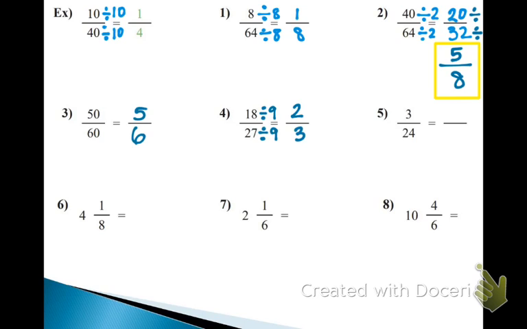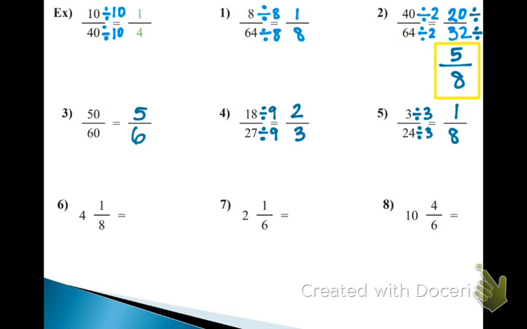And then number 5. The only number that can go into both of these would be the number 3. What's 3 divided by 3? 1. And then 24 divided by 3 is 8. A lot of students forget about this 1. And 1/8 of a pizza is very different than 8 pizzas.